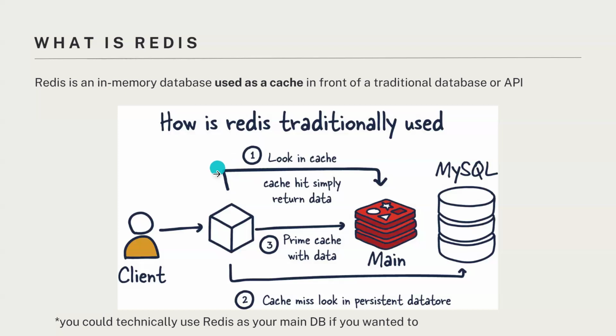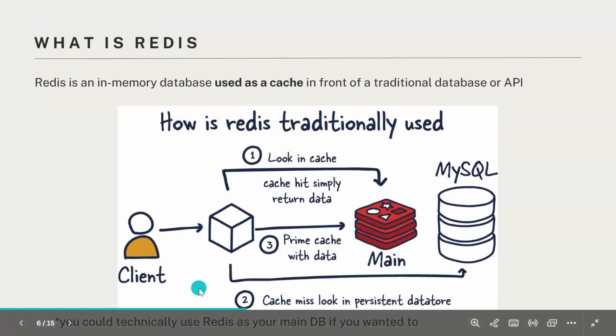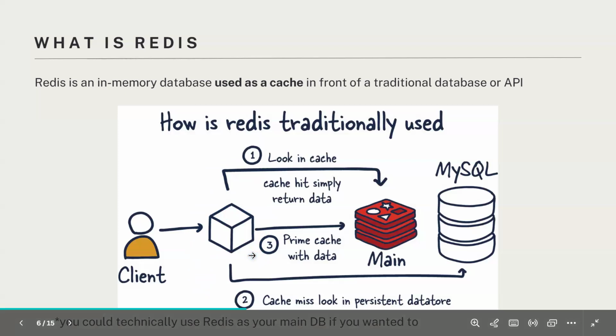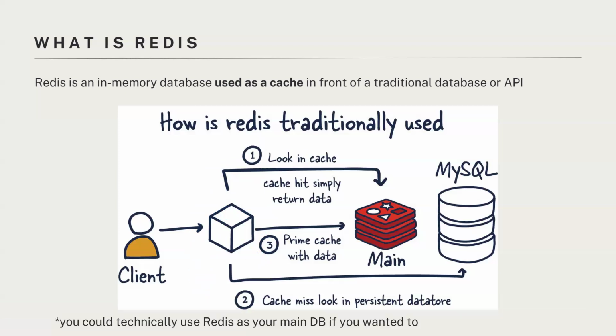But if it's not in the cache, if there's a miss, then it'll look in your persistent data store or make the API call and then get those results, and finally prime the cache with data. In other words, set it so next time that same request is made, it will exist in the cache. And then finally, it returns it to the user.